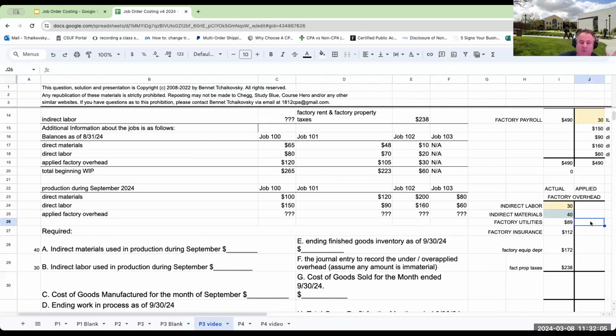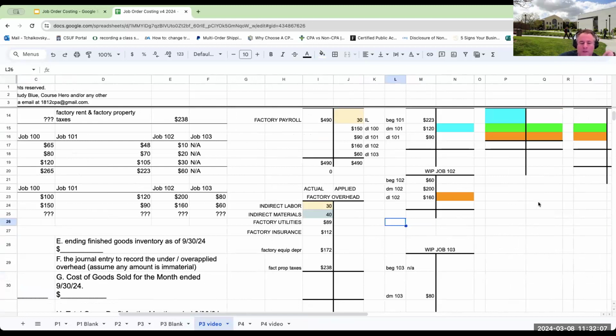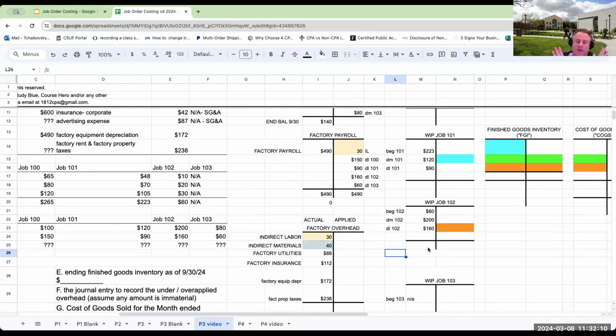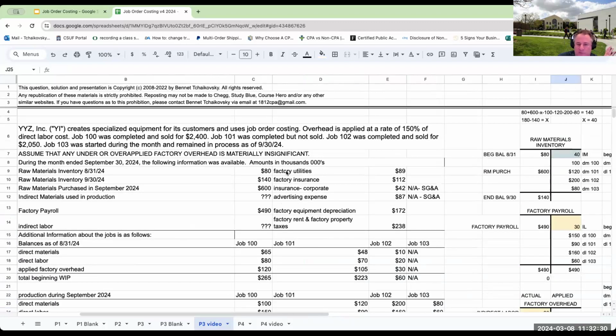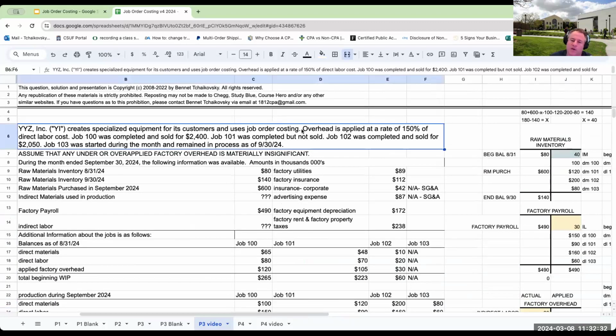Now what we're going to do is, because in real life, a lot of these bills are not going to be coming through quickly, we have to estimate our factory overhead. And this is what we're calling applied factory overhead. Now, if we go back over here and remember this from the beginning of the video, overhead is applied at a rate of 150% of direct labor cost.